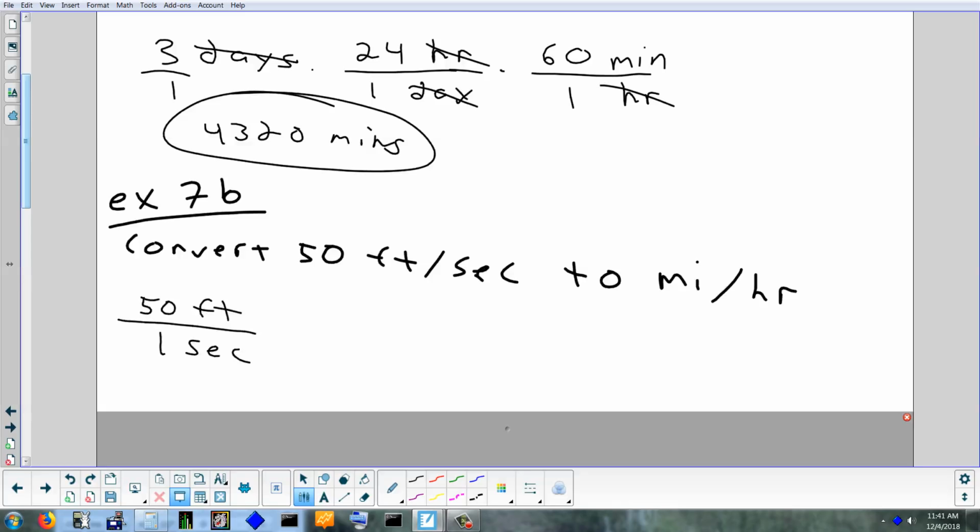50 feet, 1 second. Now, this is like doing 2 problems at the same time. We have a time unit, we have to get seconds to hours. And a distance, we have to get feet to miles. Let's start with the time unit. Seconds to hours. What's the next unit up from a second? Minute. Where would we put seconds? In the top. We want it to disappear. Minutes in the bottom. 60 seconds in a minute. If I stop now, I'd have a speed in feet per minute.